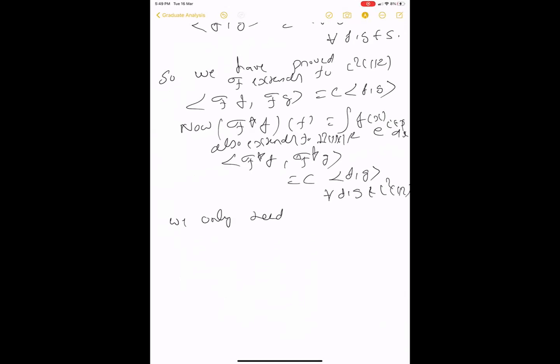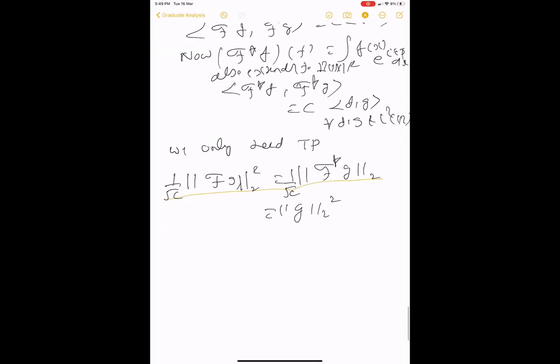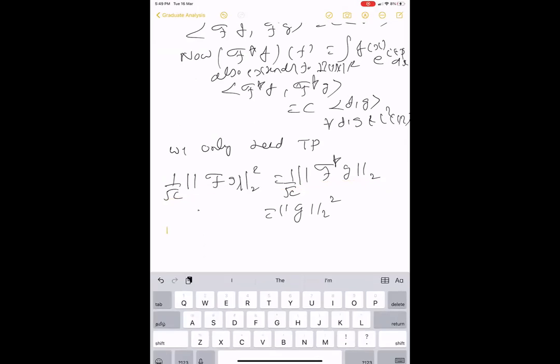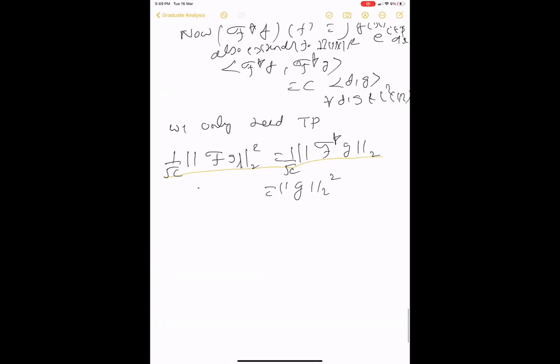We only need to prove there is a C, so in particular the norm, I write 1 by root C of Fg square equal to 1 by root C of f star of G square equal to norm G2 square. Okay, this is fine. If you take Fg square, you will get a C there, and that C will be divided by this. This we have proved.